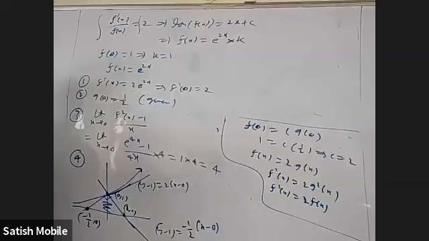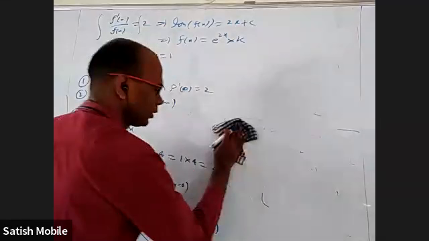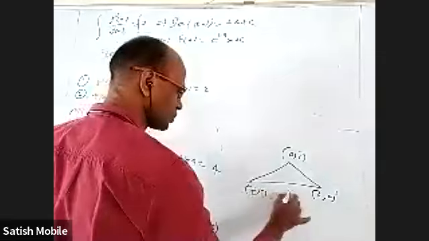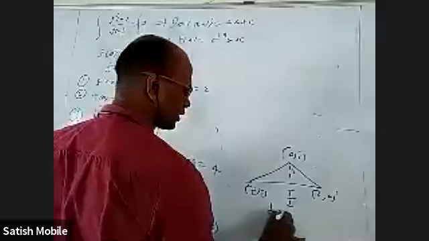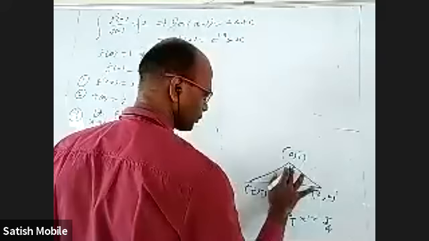So basically it's a simple triangle. You can do half into base into height. When you draw it, it is a right angle triangle. This point is 0, 1. This point is 2 comma 0. This point is minus half comma 0. This base is 5 by 2. This length is 1. So the area is half into 5 by 2 into 1, which is 5 by 4.